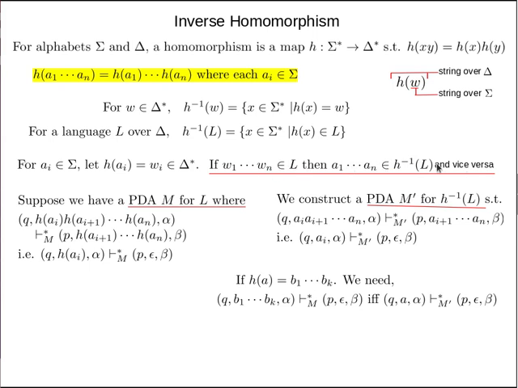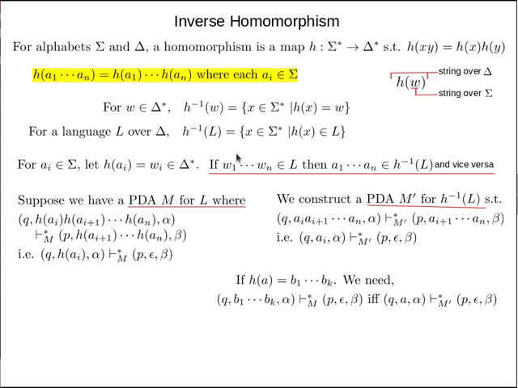So that is why there's a vice versa with this if-then. So this is what h inverse of L is, right? Because if you have something in h inverse of L, then if you apply h, h of this thing will be this thing, which is a concatenation of this, that will be in L.